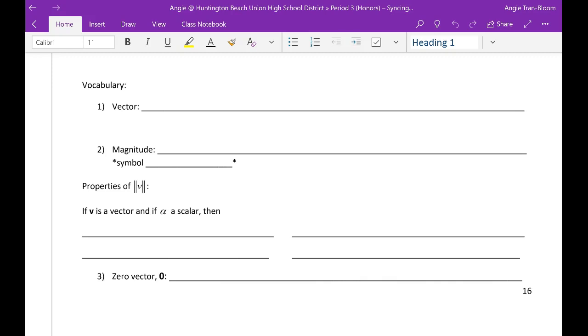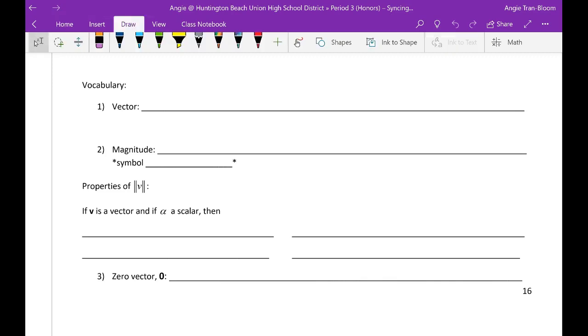We have quite a bit of vocabulary and theorems for this unit, so I'm just going to try to get through it. And if you need to pause it to write it down, please do so. So the first one is called vector. Vector is a quantity that has both the magnitude and direction.